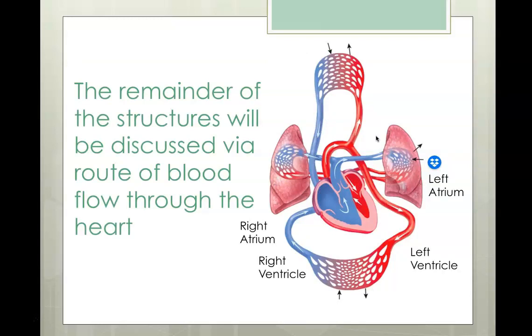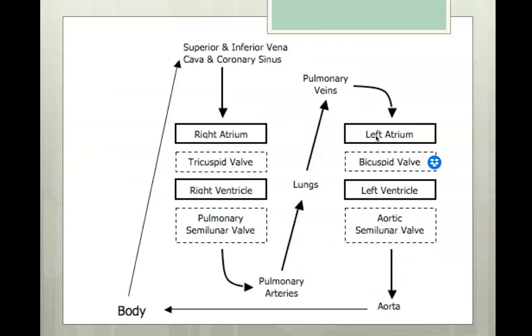So the remainder of the structures that we will be discussing will be discussed via the route of blood flow through the heart. So just as a little reminder, I'm sure you all probably already know this, but we have 4 chambers of the heart. On the right side, we have your right atrium and your right ventricle. And on the left side, we have your left atrium and your left ventricle. So now let's start off with a general overview of how flow of blood will move through the heart.